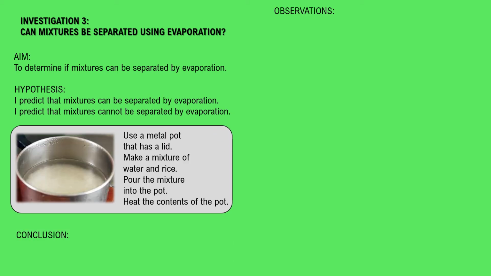Conduct this investigation as follows. Use a metal pot that has a lid. Make a mixture of water and rice. Pour the mixture into the pot. Heat the contents of the pot.